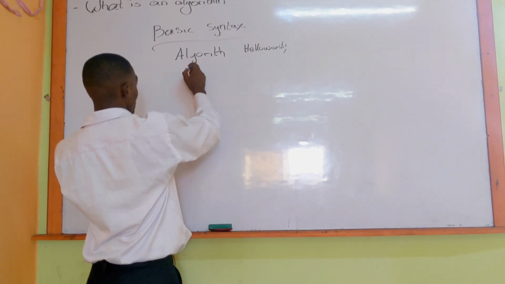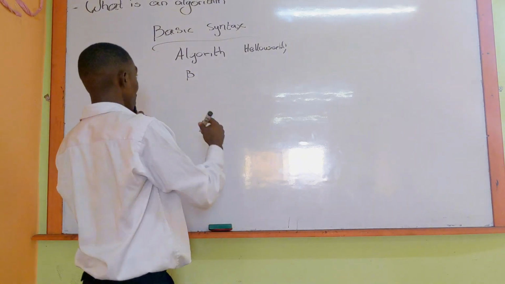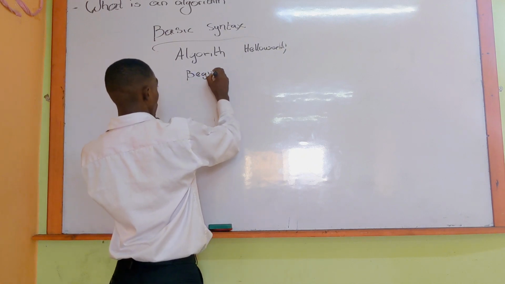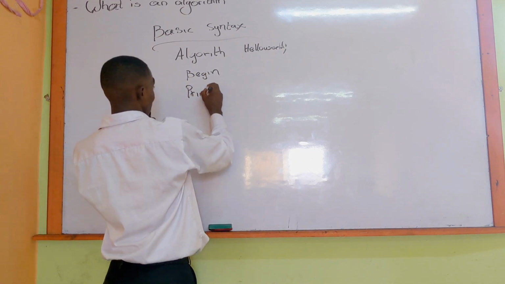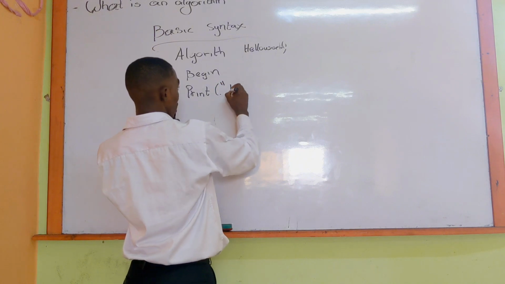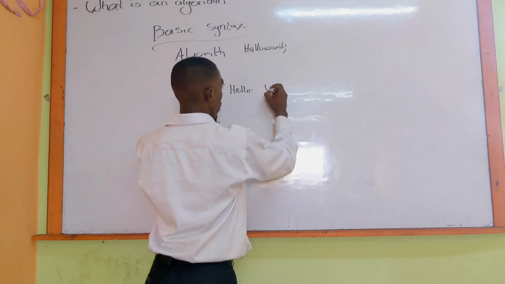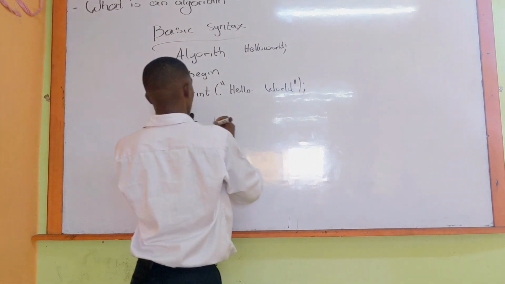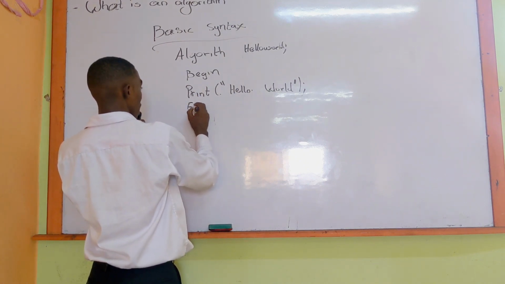I don't think this algorithm needs any variable, because variables are like the containers I mentioned. I don't need any container. So don't write begin; I will start with print. As I said, print semicolon hello world. Then you write your semicolon and you end.